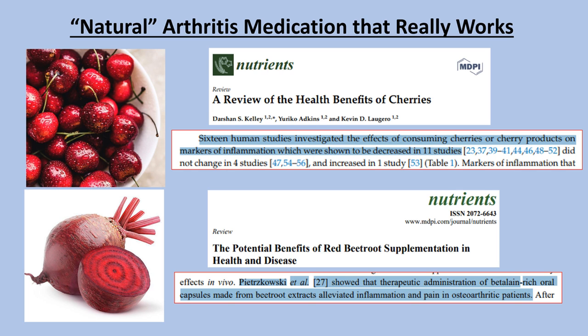Now, we also have beetroot. I was quite surprised by beetroot, but a recent study by Petrovsky et al. has shown that therapeutic administration of betaine-rich oral capsules made from beetroot extract actually alleviates inflammation and pain in osteoarthritic patients. I mean, this is research at its best. They've shown that cherries and beetroots can actually reduce inflammation and thereby reduce arthritis.